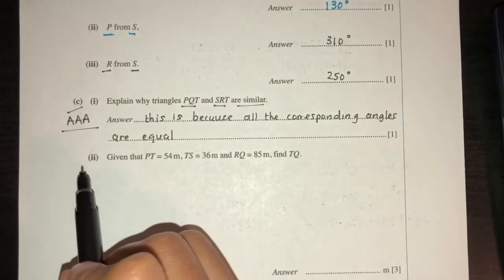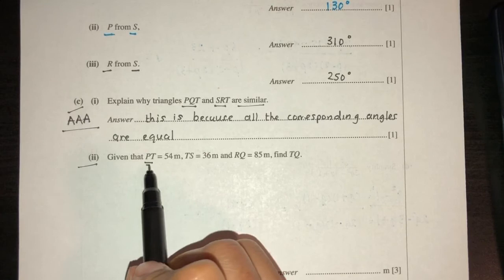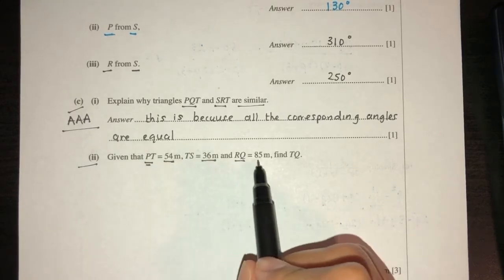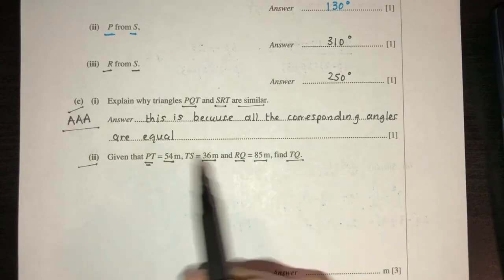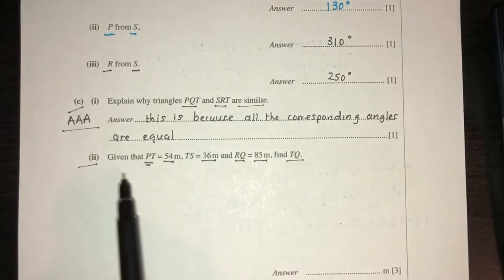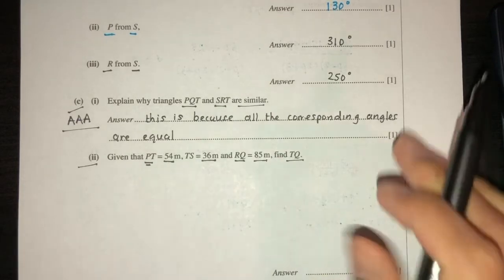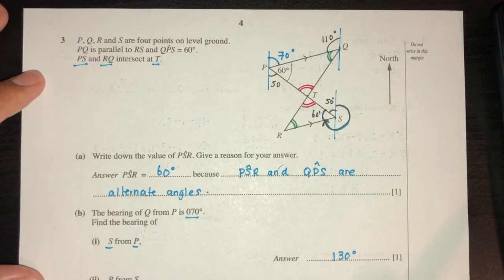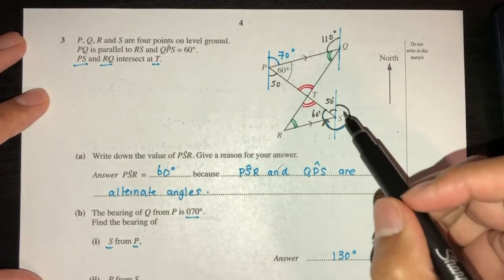Now for part 3, given that PT is 54, TS is 36, and RQ is 85, find TQ. Since we have been given this, we'll have to use similarity to find the value of TQ. So let's see what's possible. PT, let's label the side first. PT is this one.